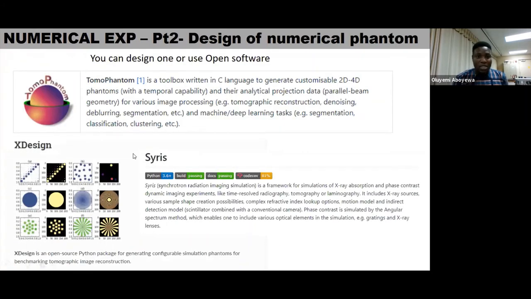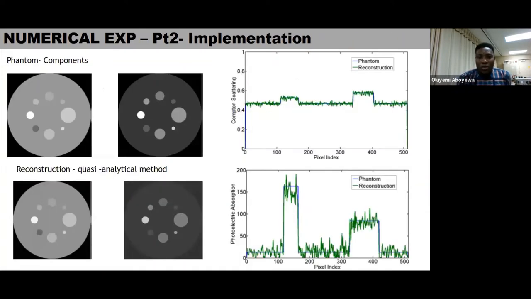And these are some open software that we can use to build numerical phantoms to test what the results should be. They are listed, and I believe there are a lot of these out there. These were just the three I was able to find while reading through the material. And going to how the author implemented it.